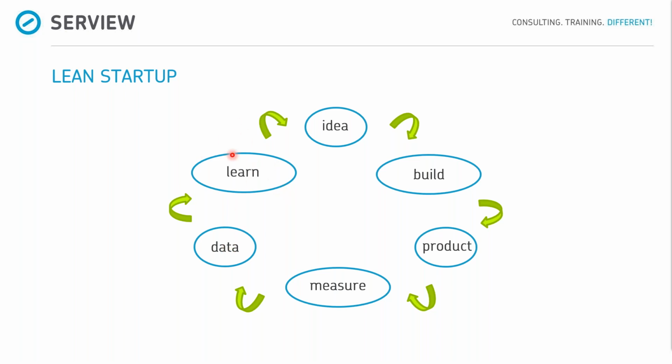This is the learn aspect. And this process is called validating learning. With the new knowledge you get here, you continue and improve your idea and evolve the product. And this process is often used, for example, in the gaming industry.